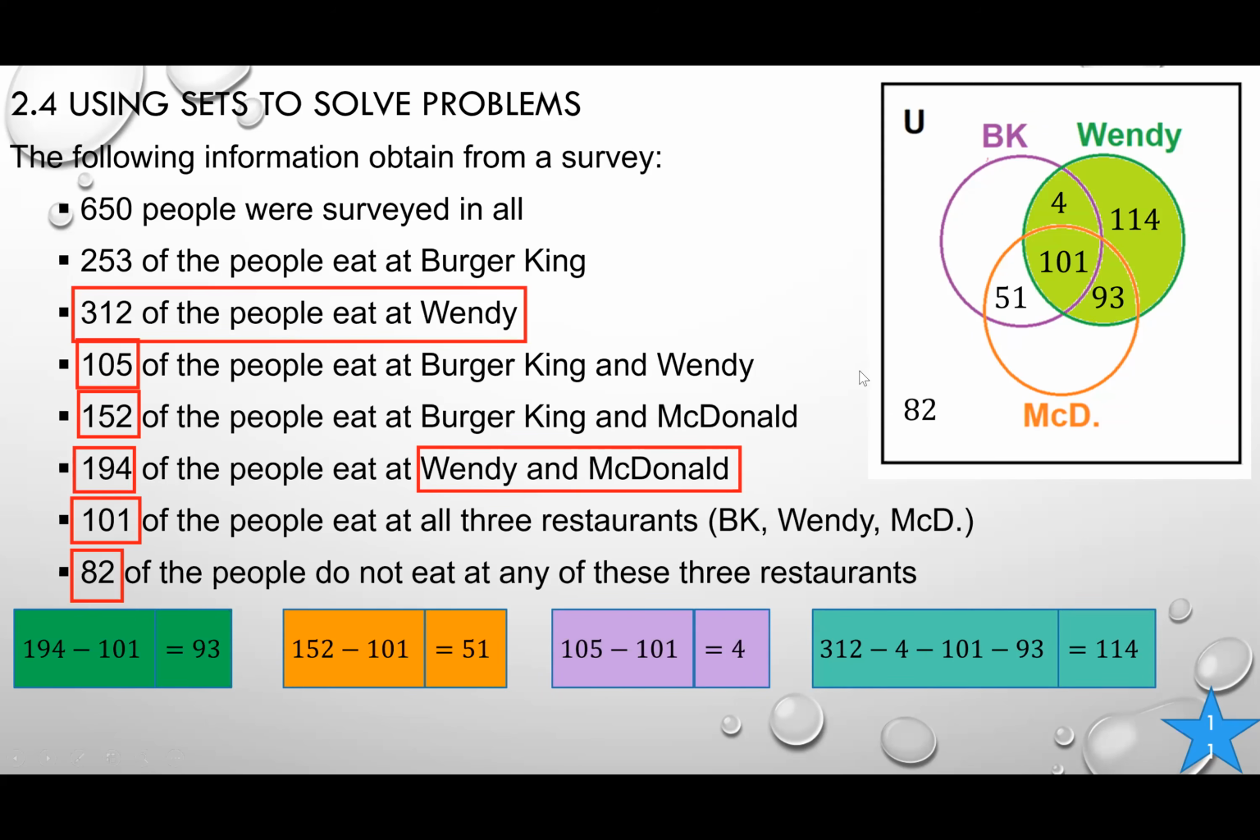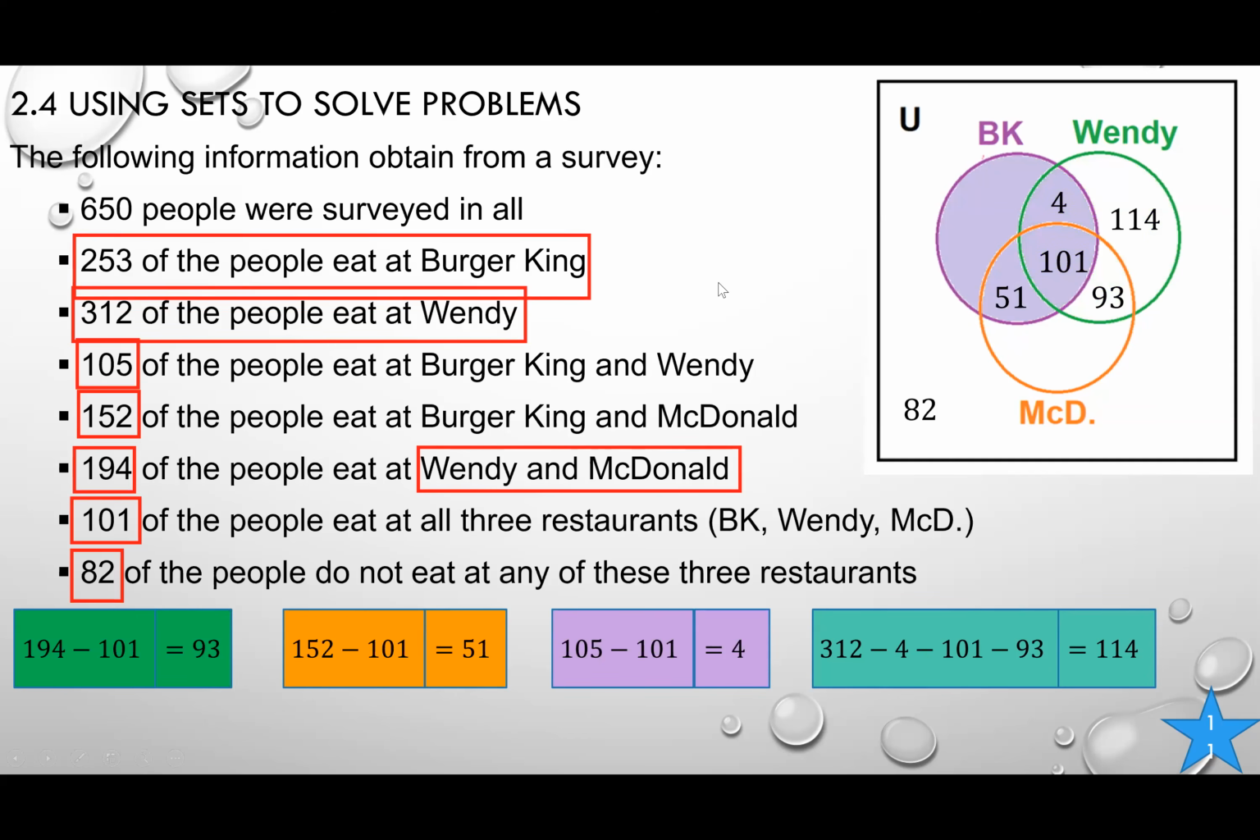Okay, and vice versa. The next item they give us is 253. This is 253 people who eat at Burger King, which is this group of items. Same thing: my Burger King is 253, but how many did I account for? I need to take 253 minus the 4 in my purple circle, minus the 101, minus the 51. If I take away those, I will get 97, which means we have 97 people who just eat at Burger King and not Windy or Medano.